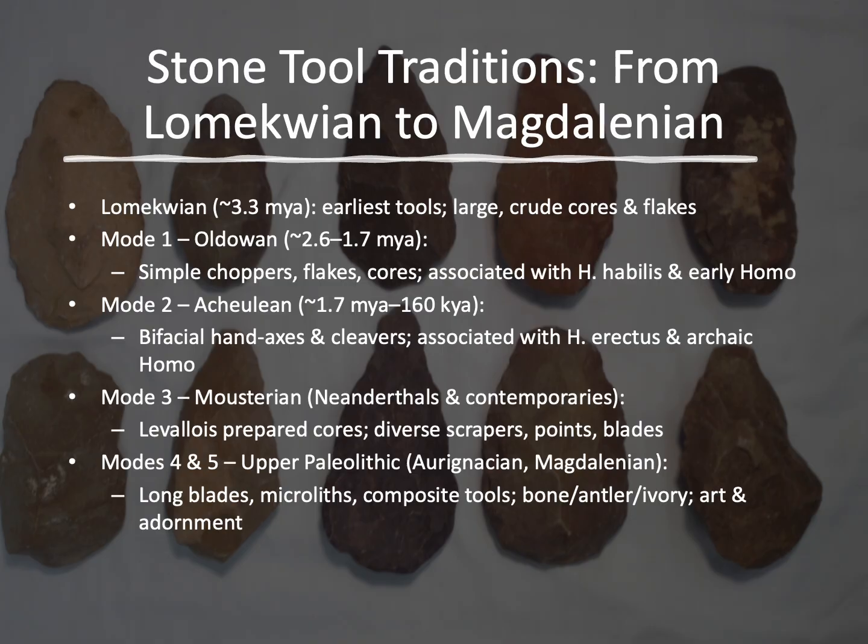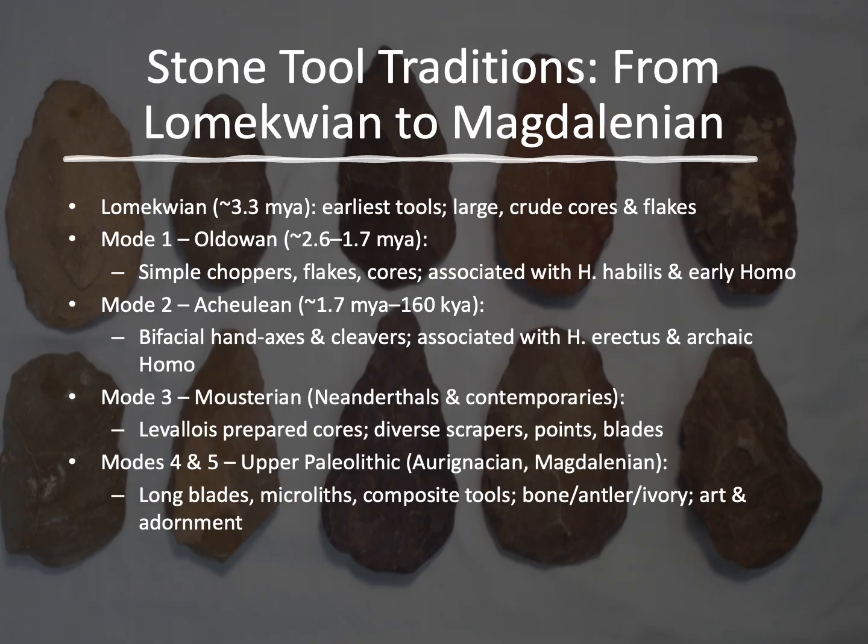Finally, Modes 4 and 5 correspond to upper Paleolithic industries like the Aurignacian and Magdalenian, associated mainly with modern Homo sapiens. Here, we see long, thin blades and tiny microliths used in composite tools, for example, that are inset into wooden shafts. We also see a broad expansion in materials. They're using bone, antler, ivory, shell alongside stone, and a close association with the explosion of art and symbolic culture that we discussed earlier.